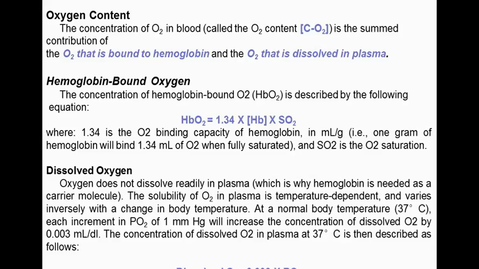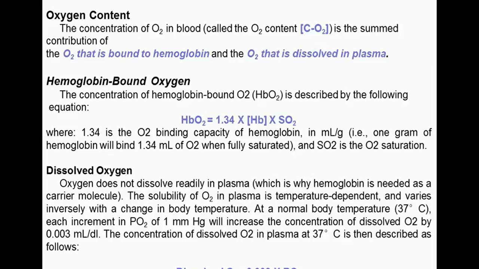Oxygen content. What is meant by oxygen content is the concentration of oxygen in blood. The oxygen in our blood exists in two forms: bound to hemoglobin and dissolved. The hemoglobin is the carrier for the oxygen.